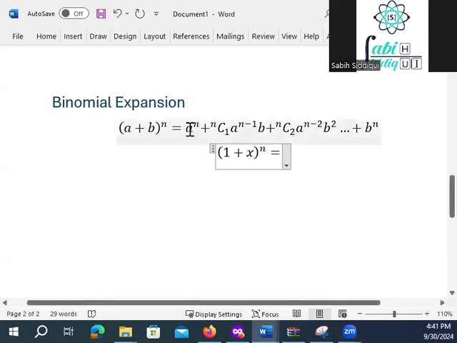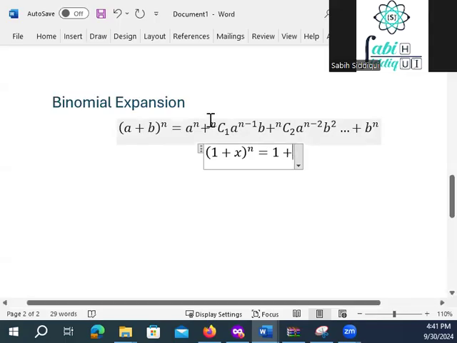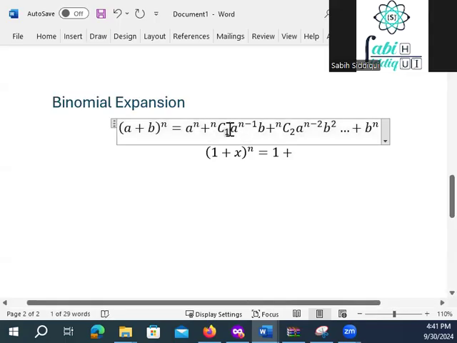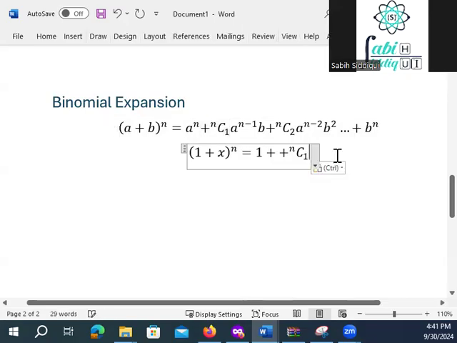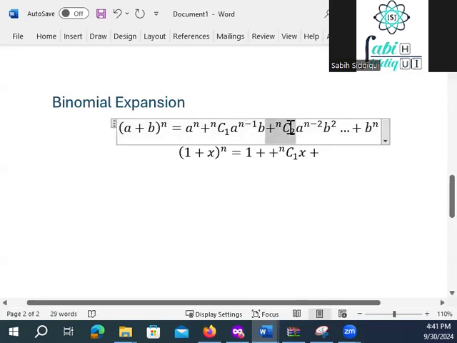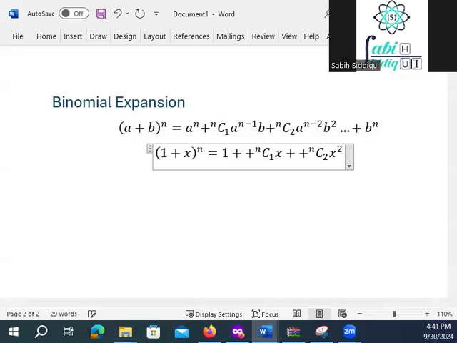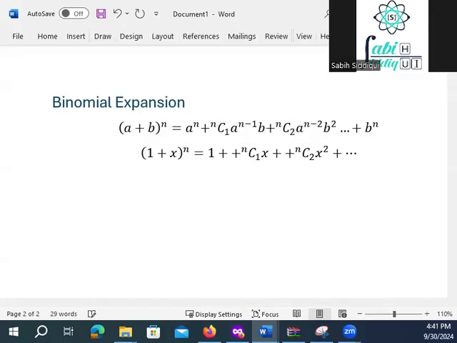Equal, the first term has NC0 with 1 being the first term, 1 plus, and then you get NC1 x to the power 1. And then what do you get? NC2 x square and NC3 x cube and so on. Is that right? This is how you expand when the first term is 1.